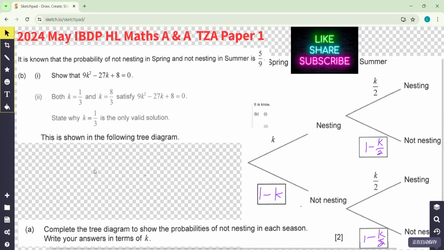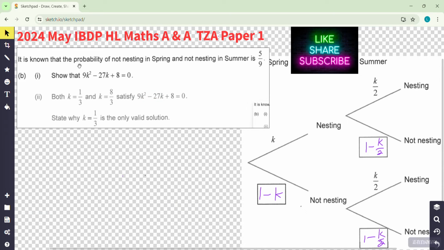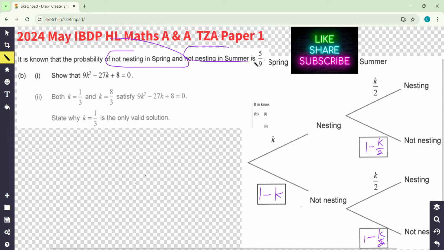So look at part B. Part B is here. We delete the other thing first. Part B said that it is known that the probability of not nesting in spring and not nesting in summer is 5 over 9. So see what is the path? Both are not nesting, right? So these two multiplied together will become 5 over 9.